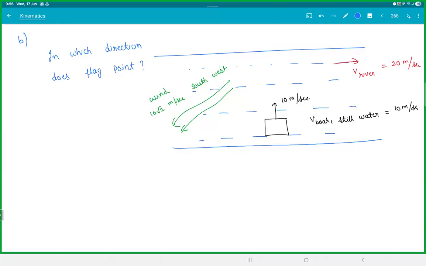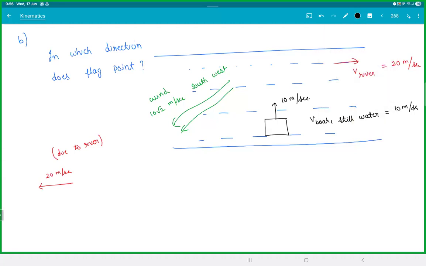So let's see. First thing, if the wind was not blowing, if the boat was not going, the river will drag you towards east. So if the boat is going towards east, you will get 20 meters per second towards west. This is due to river. So understand the river will simply increase the speed of the boat. So it will be opposite to that.